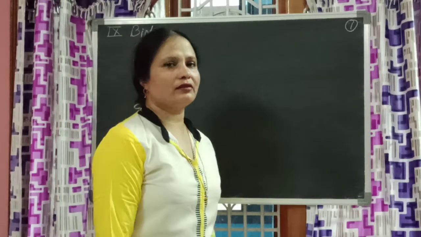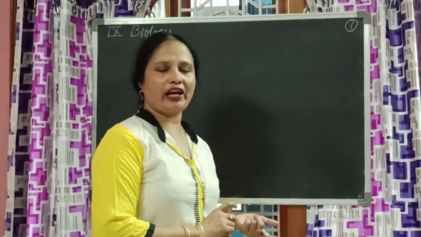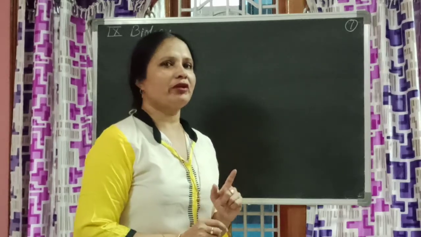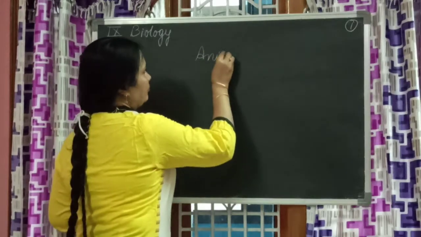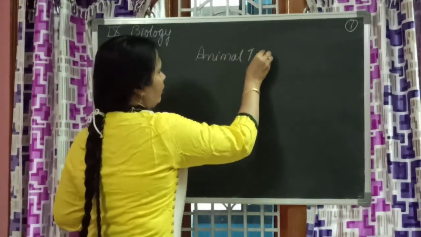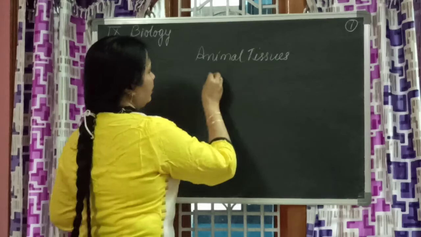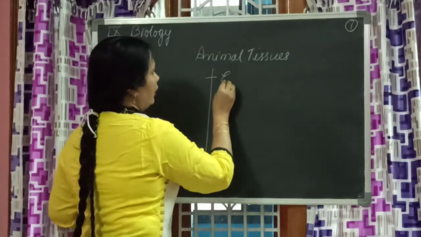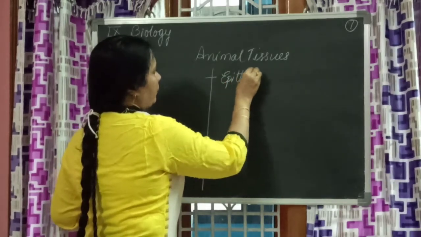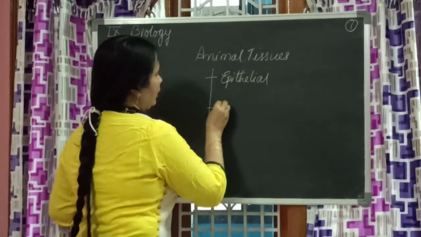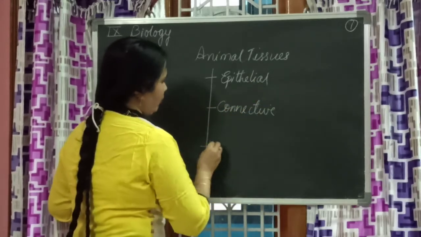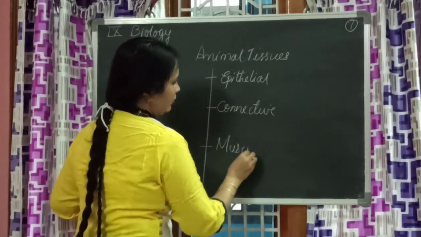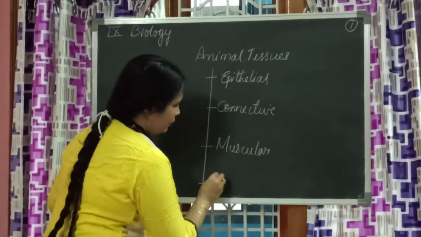Hello children, come again. Let's once again recap what we have learned in our previous session. In our previous session, we learned about animal tissues being four types: epithelial, connective, muscular, nervous.